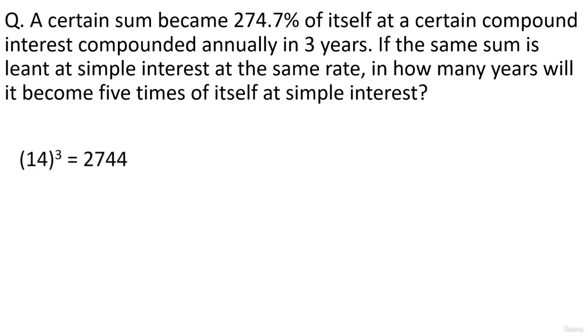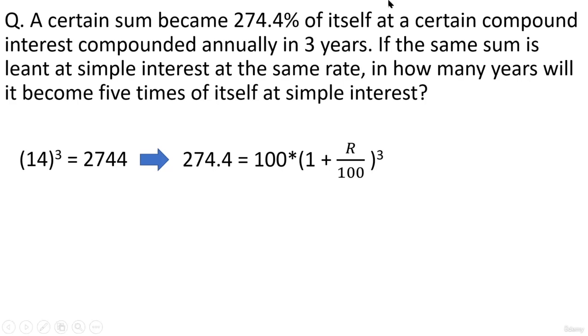Okay. So let's observe something. Okay, we know that 14 cube is 2744. Let's say that the principal is 100 rupees. Suppose the principal is 100 rupees. Okay, the sum of 100 rupees became 274.4%. Now 274.4% is nothing but 274.4. So this is your amount, 274.4, right? And 100 was your principal.